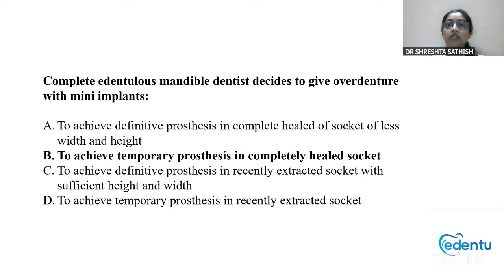See, you cannot have an overdenture on mini implants for a very long period of time. It has to be a temporary process. It cannot retain for a very long period of time. Second thing is in a recently extracted socket, it will not stay. Mini implants do not osseointegrate. They only stay by retention. So if it is to give a temporary prosthesis in a newly extracted socket, then a regular denture would suffice till you give a final prosthesis.